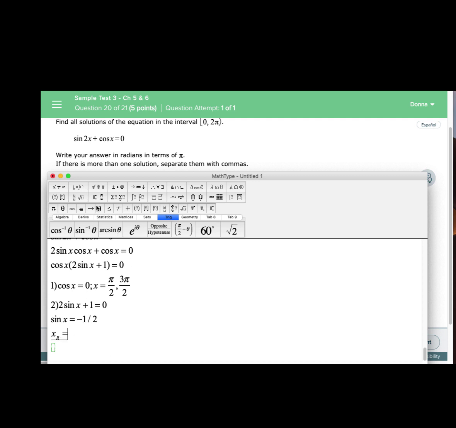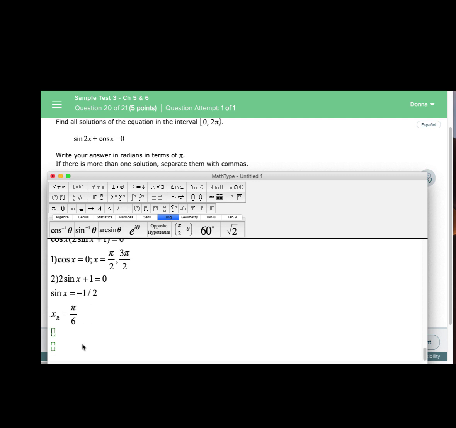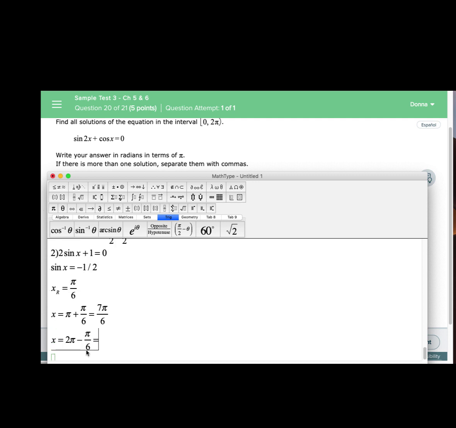Then we just ask ourselves, well, where is the sine negative? And the sine is negative in quadrant 3 and quadrant 4. So to find x, we're just going to take the reference angle and add it to pi and subtract it from 2 pi. We're going to add it to pi for quadrant 3, giving us 7 pi over 6, and then we're going to subtract it from 2 pi for quadrant 4. 2 times 6 is 12, minus 1 is 11 pi over 6.